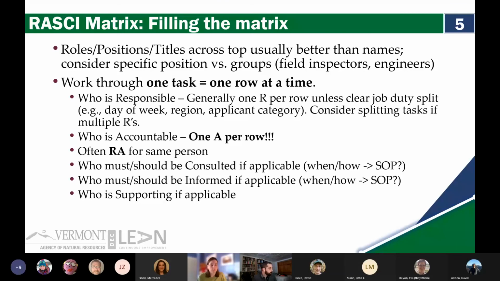And then accountable, absolutely you want one accountable person per row, because if multiple people are accountable for something, it turns into no one being accountable for it, or it ends up just wasting time because multiple people are cross-checking each other. Often you will have responsible and accountable be the same person. It's two different levels of responsibility, but it may be the same person, depending on what your tasks and your work group look like.